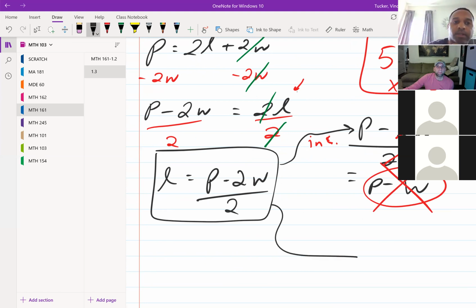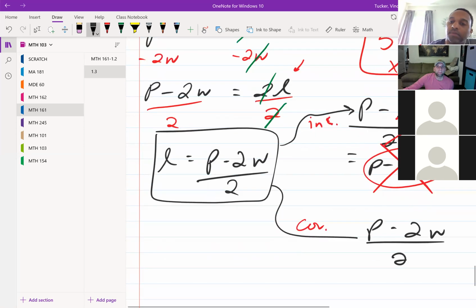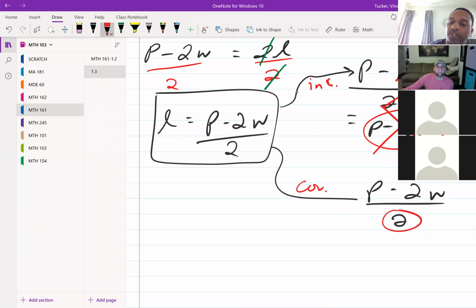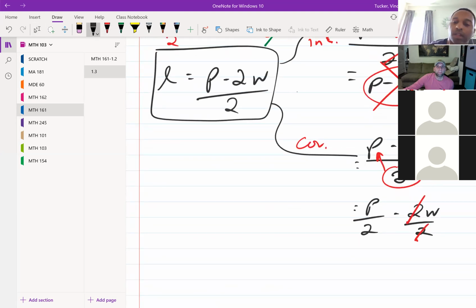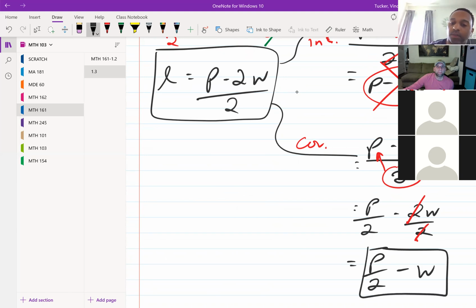So the correct way of simplifying, if you just had to, is to remember that this 2 is under each term. So it needs to be applied to each if you want to break it apart. So that'll be P over 2 minus 2W over 2. Now your 2's can cancel. And your final expression will be P over 2 minus W. So this and this are the same thing. Like I said, P minus W is not.